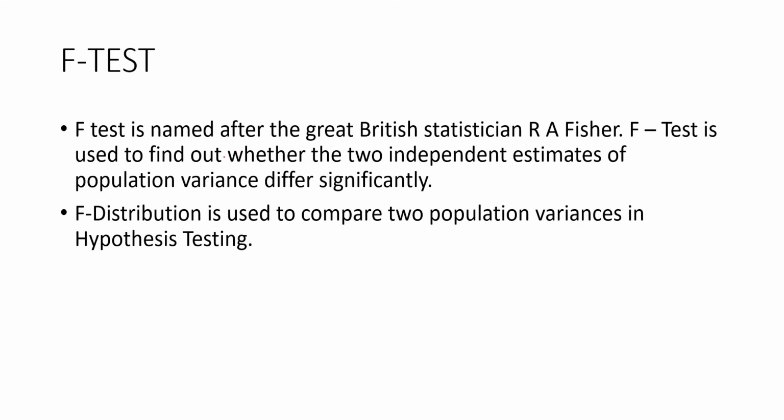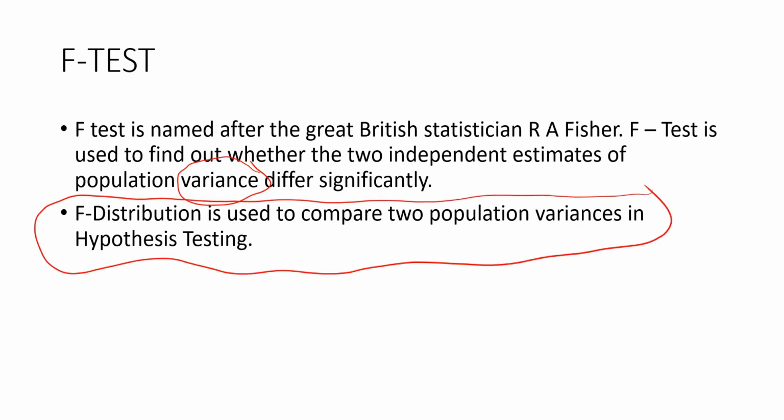See, variance is an important term in statistics. You are familiar with variance. It's the square of the standard deviation. We have a separate video on variance in the playlist statistics. You can watch it. Standard deviation gives the spread of data, or the scattering of data. Fine. F distribution is used to compare two population variances in hypothesis testing. This is the simplest definition we can give for F distribution.